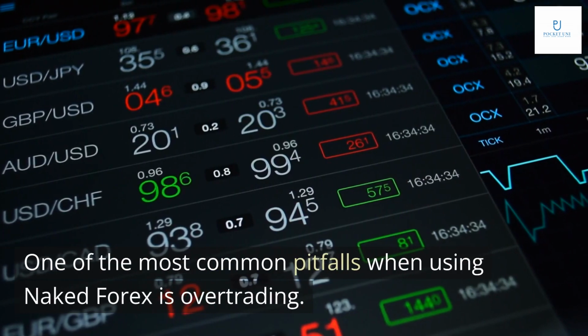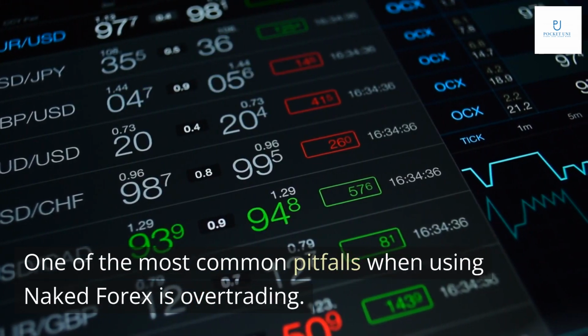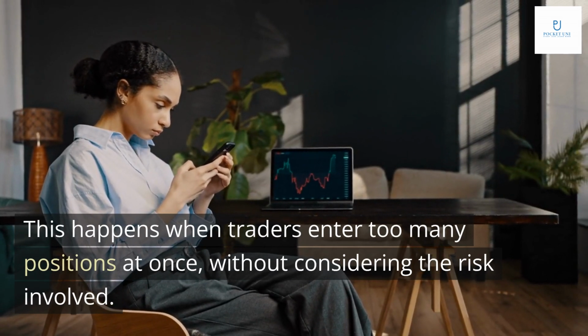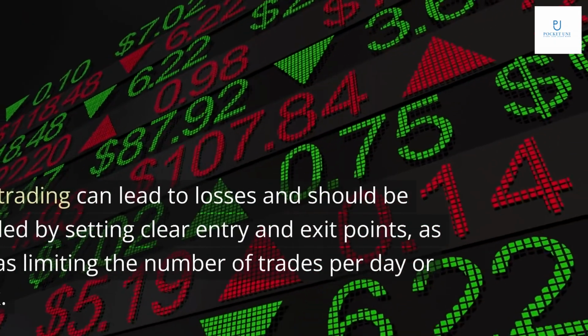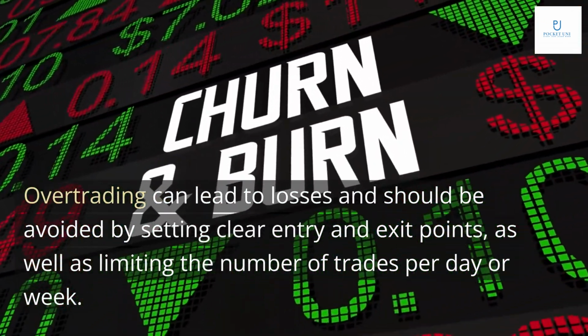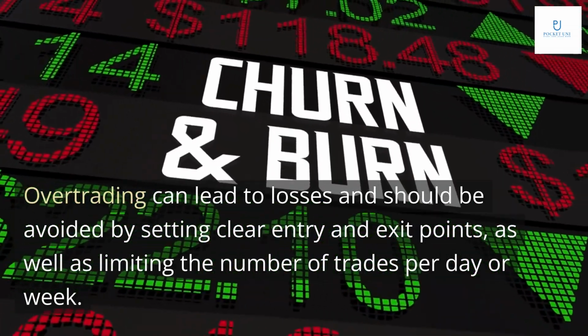One of the most common pitfalls when using Naked Forex is overtrading. This happens when traders enter too many positions at once, without considering the risk involved. Overtrading can lead to losses and should be avoided by setting clear entry and exit points, as well as limiting the number of trades per day or week.